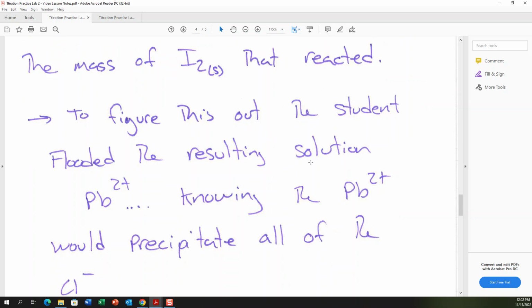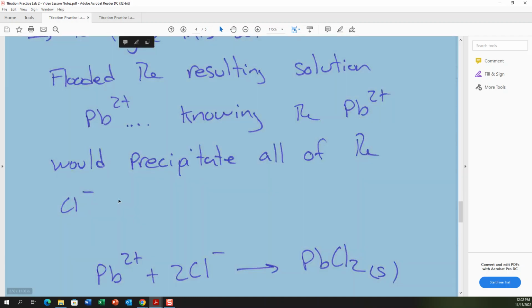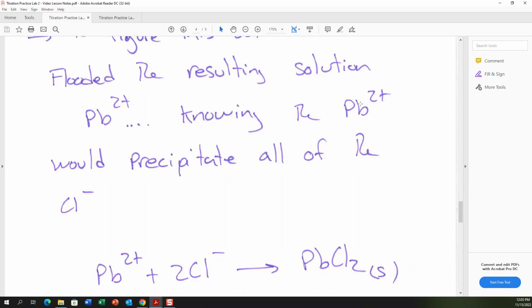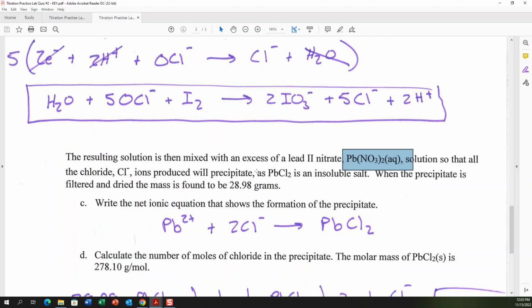So to figure this out, the student flooded the resulting solution with excess lead 2+, knowing that any chloride in the solution is going to precipitate with lead and form a solid. So for every 1 lead that I add, 2 chlorides will precipitate, and I'll get lead 2 chloride. Okay. And then what did they do? They filtered the precipitate and found the mass of the precipitate. So they found that 28.98 grams of lead chloride precipitated.